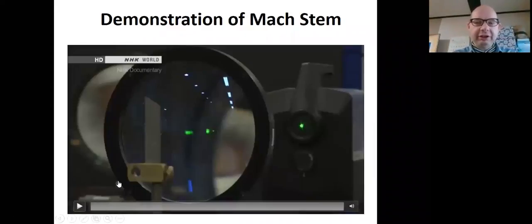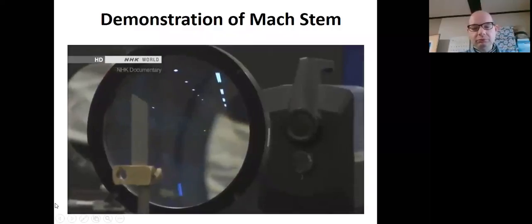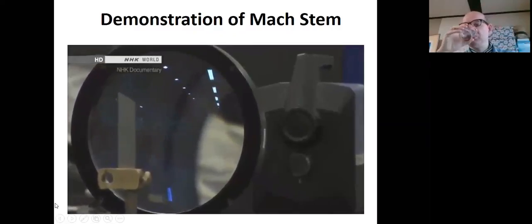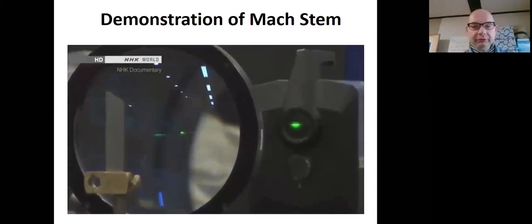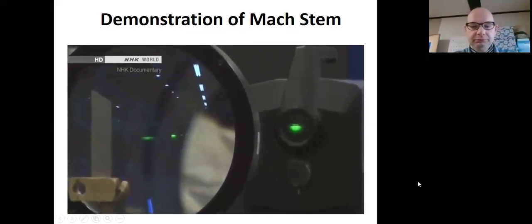So this is an NHK video which shows you what the effect is, where they try to reproduce the effect of the Mach stem, which was observed in Nagasaki.